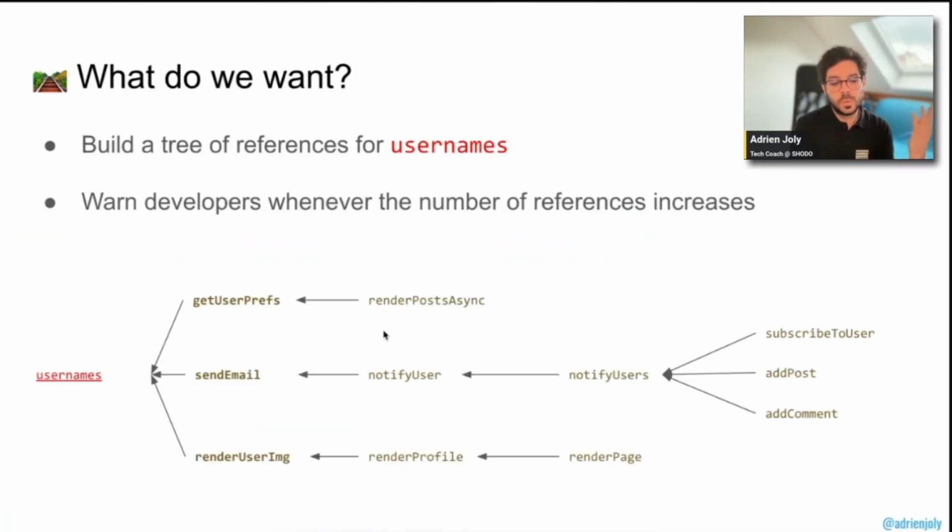So if we want to recap what we want to achieve, we have that username symbol that we want to get rid of. And in order to get rid of it progressively, we need to track down all the references to it, direct or indirect, so that we can warn the developers if that number of dependencies increases over time.